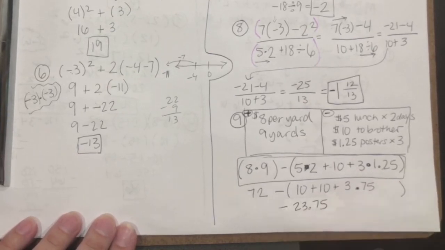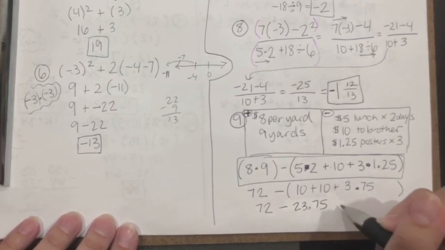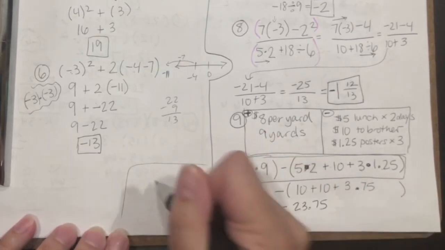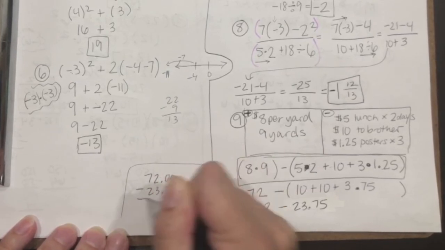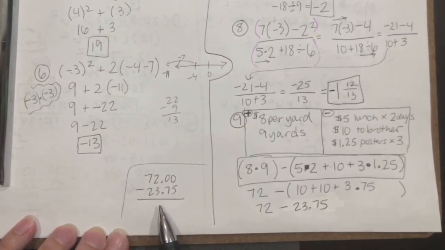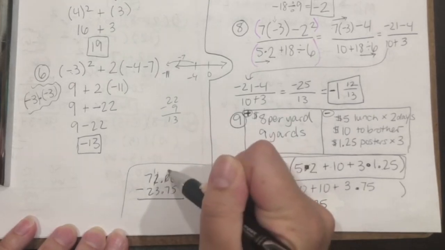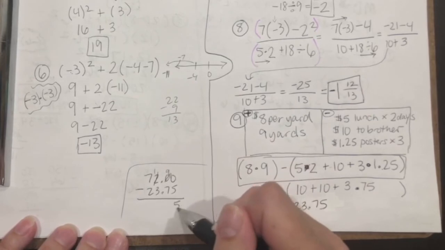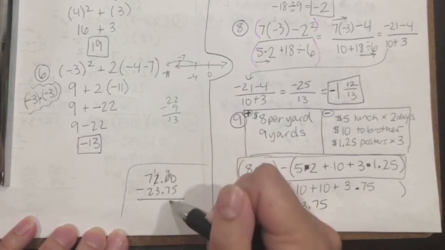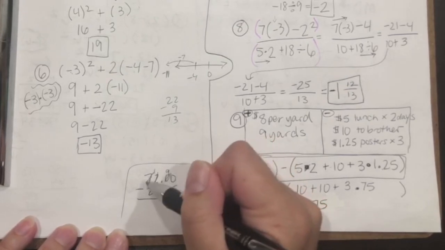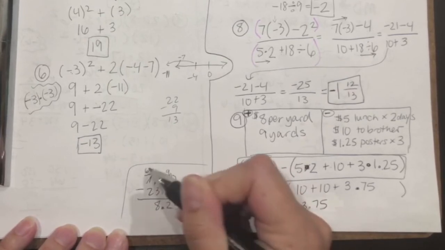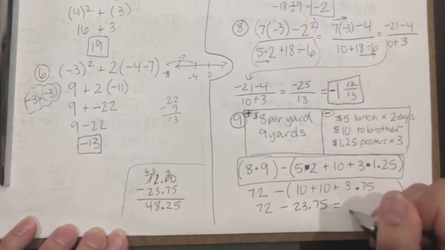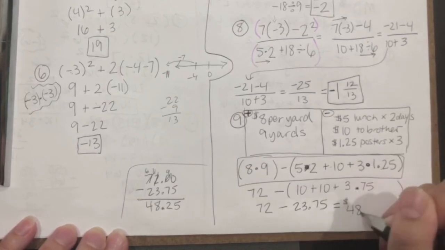And now we subtract that from 72. So I'm going to put it over here. 72.00 minus 23.75. When you're adding or subtracting, we line up the decimals. We're going to need to borrow. 10 minus 5 is 5. 9 minus 7 is 2. 1, nope, we got to borrow. 11 minus 3 is 8. 6 minus 2 is 4. So what he has left over is $48.25.